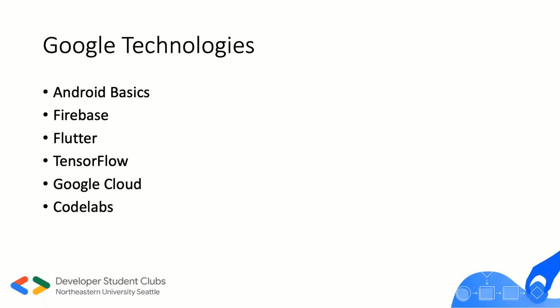And next we have TensorFlow. TensorFlow is an open source software library for machine learning. It can be used to develop and train machine learning models. With TensorFlow, you can build something like a recommender system to recommend movies, or train a neural network to classify images of clothes. So if you are interested in building something related to machine learning, TensorFlow could be really handy.